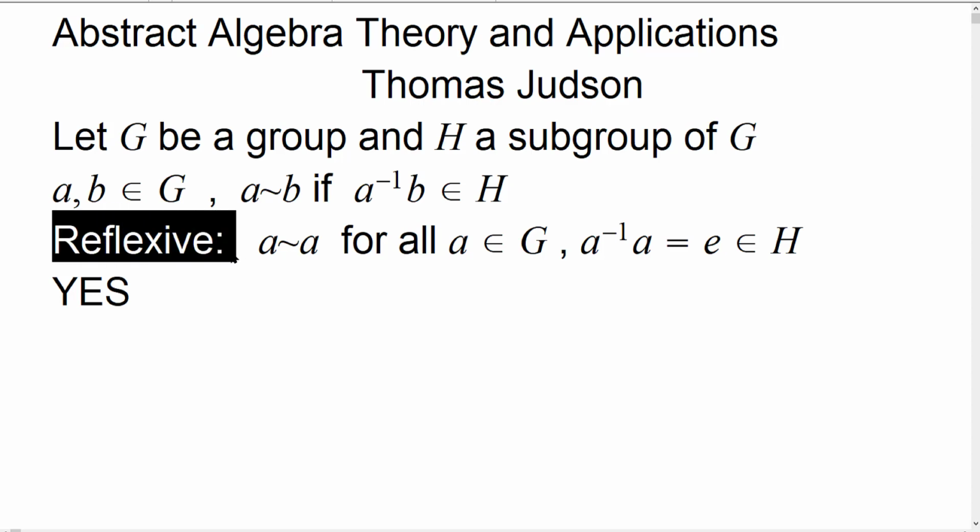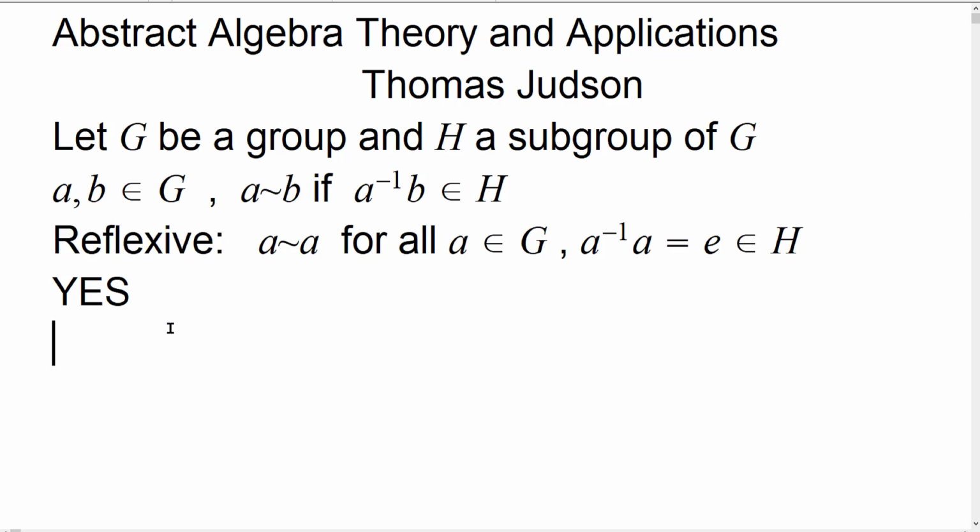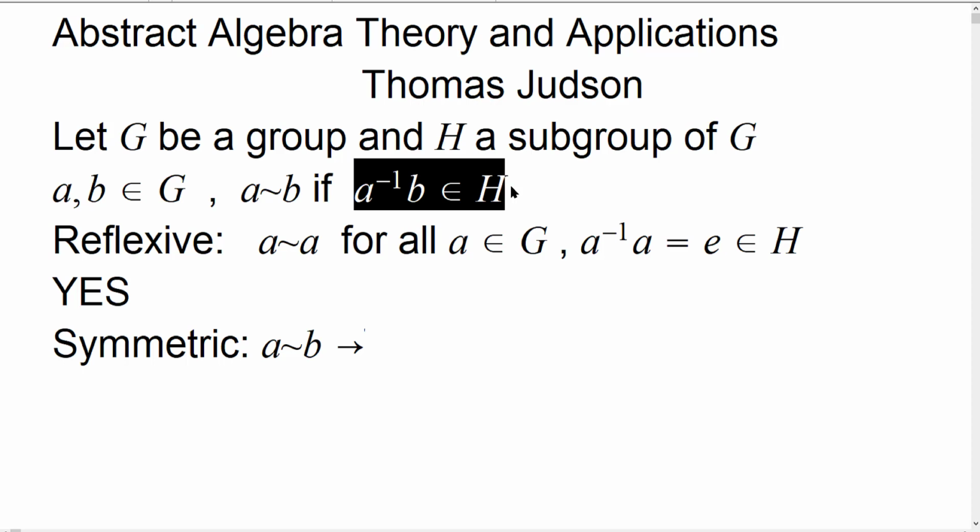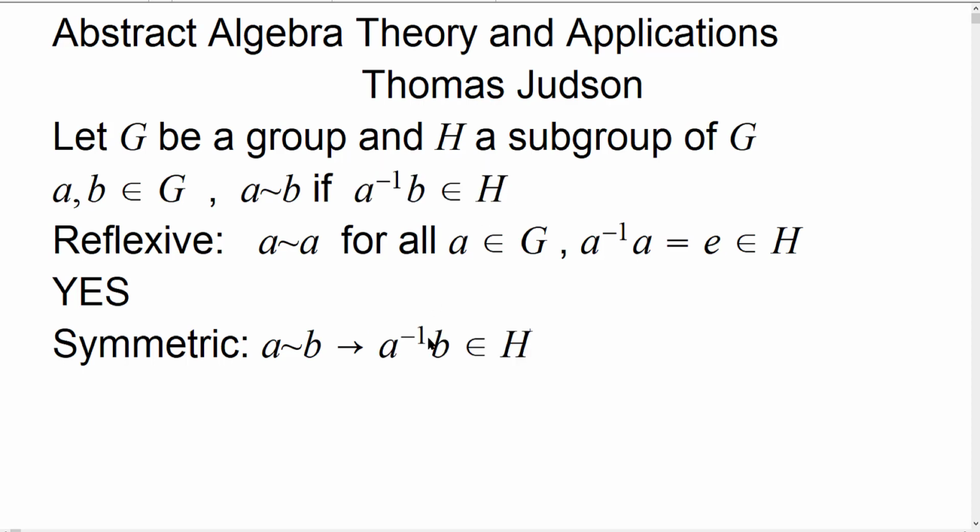Then the next step to verify was whether it is symmetric. Symmetric means if I have A related to B, which means that A inverse B is in H, all right. Now, what do we need? We need to check whether B is related to A. B is related to A means that we just interchange the places, and B inverse A should be in H.